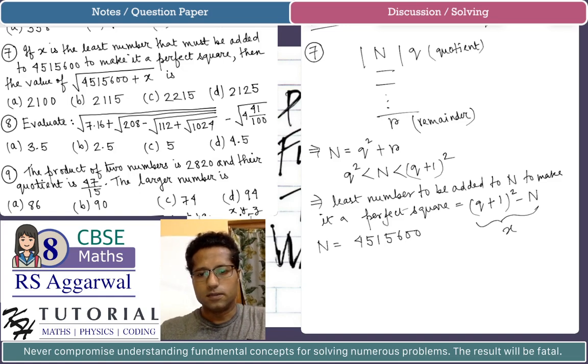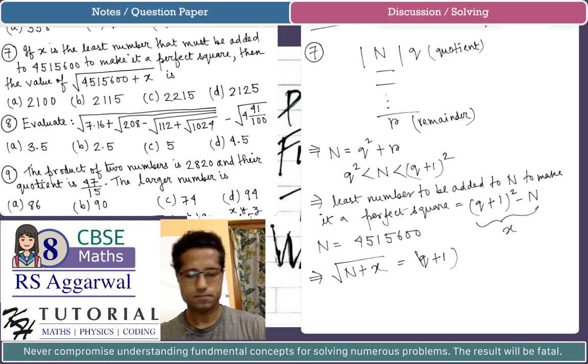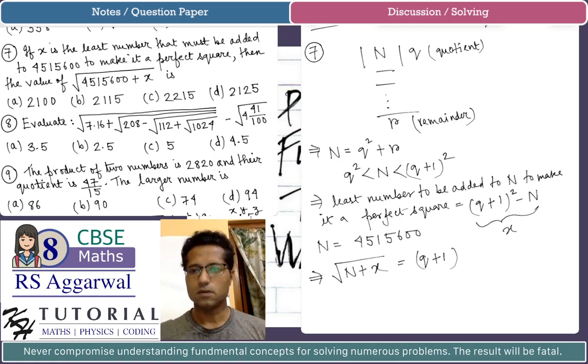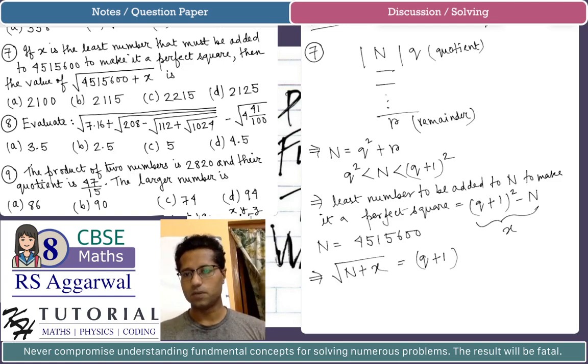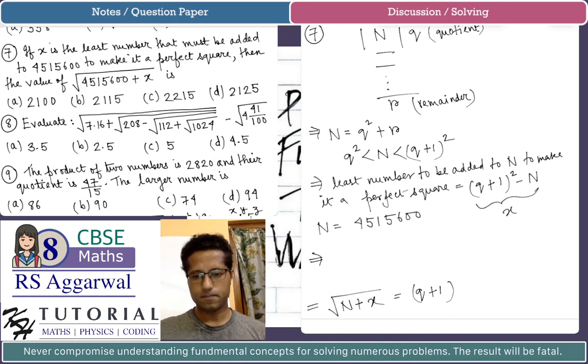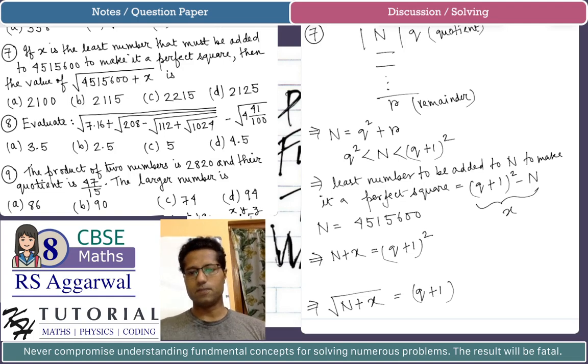Now this implies, if we consider that this least number to be added, which is q plus 1 whole square minus n, that is x, as per the given problem, then we must write that n plus x is equal to q plus 1 whole square. Now we can say that the square root of n plus x is equal to q plus 1.